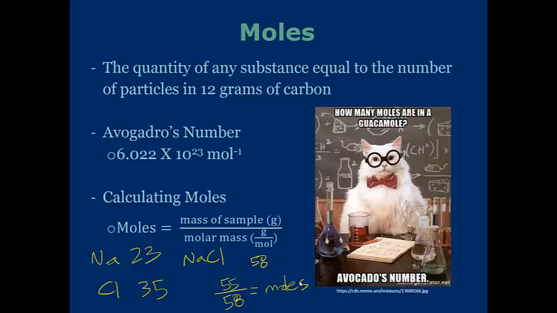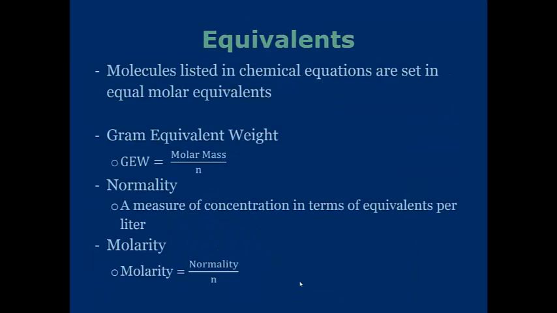When you're doing equivalencies and any sort of calculations regarding chemical equations, especially when calculating things like limiting reagents, you have to use moles. Equivalents are simply molecules listed in chemical equations. They are set equal by molarity. So again, number of moles is going to come into play. There are different ways to talk about equivalencies though. There's the gram equivalent weight, which is molar mass over the number of moles. Normality, which is a measure of concentrations in terms of equivalents per liters. And molarity, which is normality over number of moles.